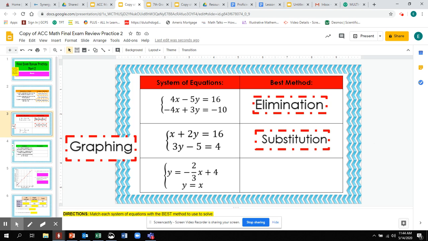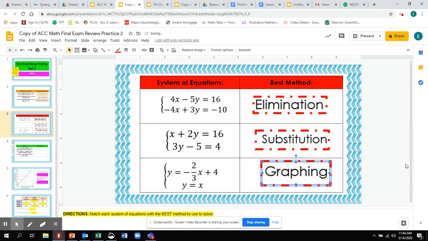Finally, we have y equals negative 2/3 x plus 4 and y equals x. Both of these equations have y by itself, so they both have y with a coefficient of 1. And if I notice in my first equation, it looks as if I'm given a slope, negative 2/3. So I would have a negative 2 as a rise and 3 as a run. Because of that, this one would probably best be solved by graphing.